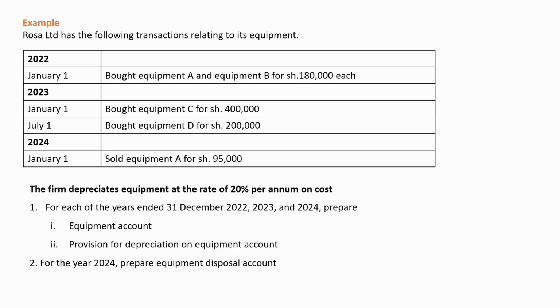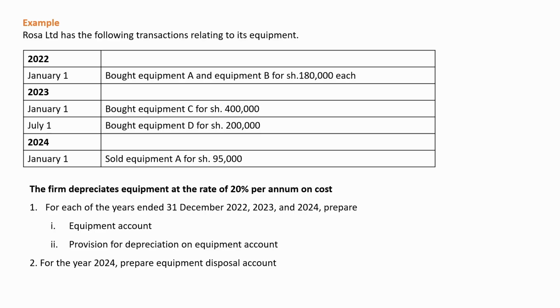So another thing, what method of depreciation are we required to use? We are given 20% per annum on cost. If you are told it is on cost, that is automatically a straight line method. If you are told it is on carrying amount or net book value, that is automatically a reducing balance method.